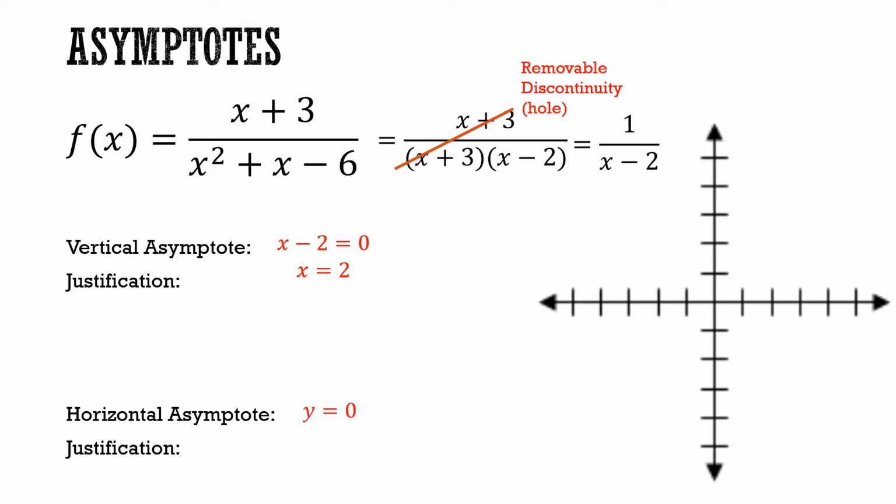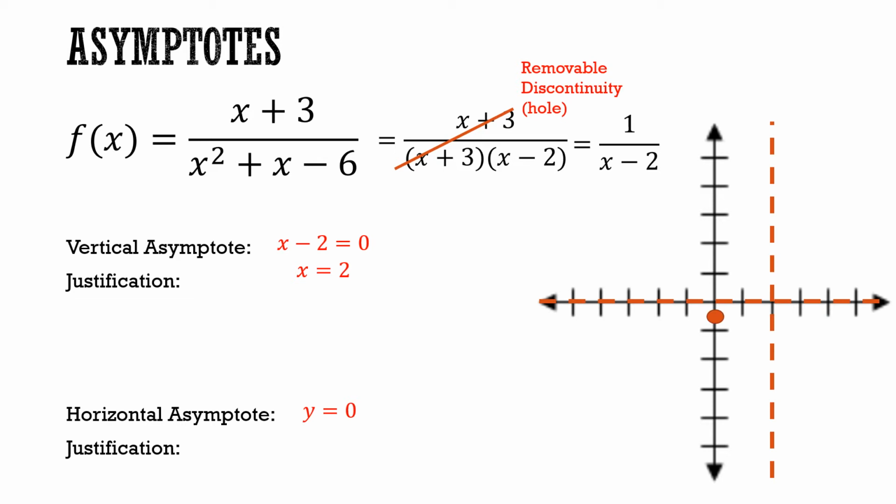So from there, I'm going to go ahead and put my asymptotes on my graph. I'm going to start with x equals 2. And then I'm going to draw in my y equals 0 for my horizontal. I also like to go ahead and try to find a y-intercept. So to find my y-intercept, I'm going to put 0 in for x. If I put 0 into my simplified equation for x, I would get a y-intercept of negative 1/2. And I'll plot that on my graph.